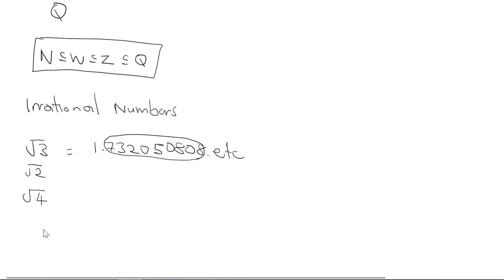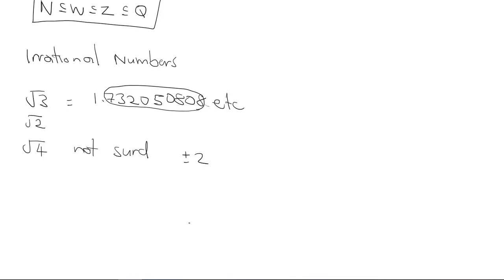Root 4 is not a surd. Why? Because root 4 can be simplified. If we simplify root 4, we get plus or minus 2, and this is an integer. We will denote the set of irrational numbers by Q star.